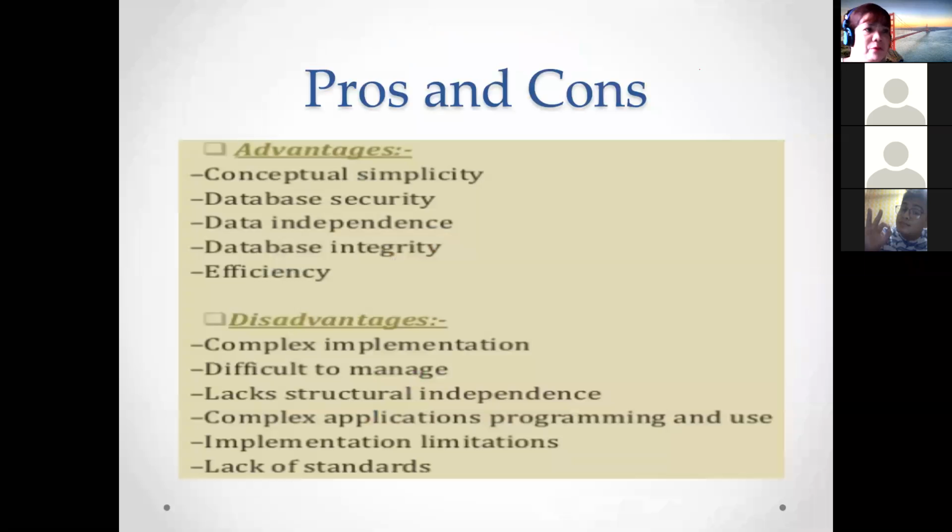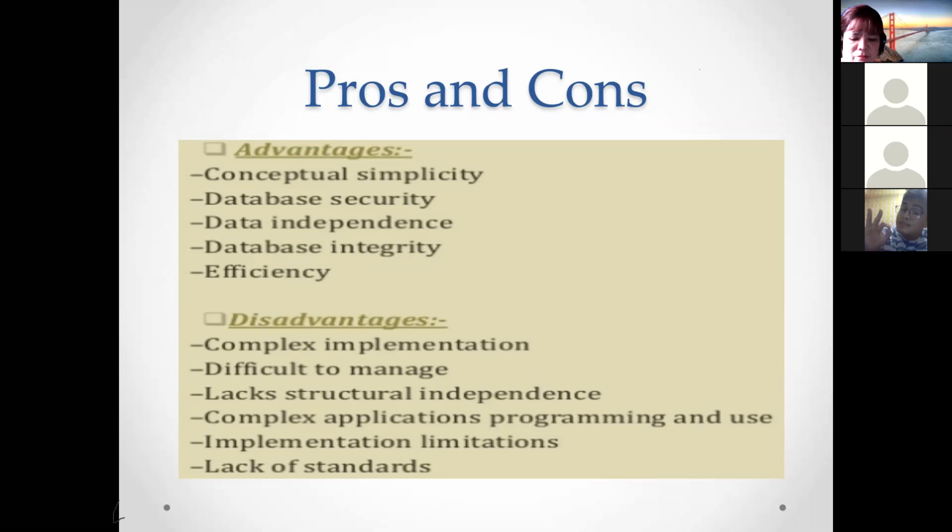Okay, what are the pros and cons? It means the advantages and disadvantages of hierarchical database model. Number 1 for the advantages, conceptual simplicity. Simple lang. No? In other words, meron ka lang root at meron kang parents at meron kang children. So database security, kasi medyo simple. And data independence, database integrity, and efficiency on that time.